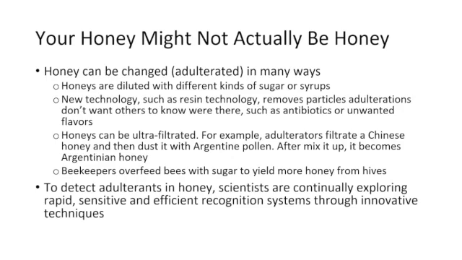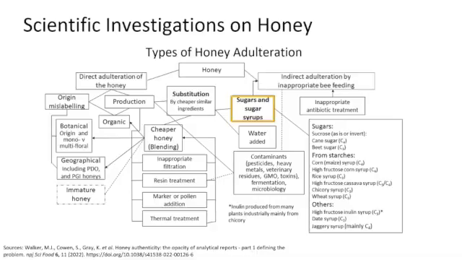Now you see, there are so many different ways to make adulterated honey. To detect adulterated honey, scientists are continually exploring rapid, sensitive, and efficient recognition systems through innovative technologies. We have shown these figures in the previous module. Now this might make much better sense to you when you think about adulterated honey.